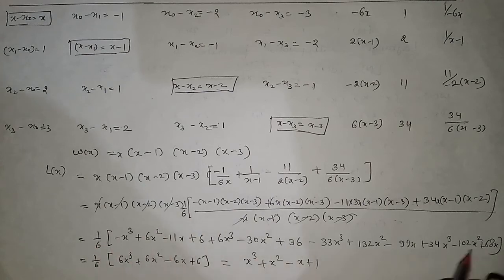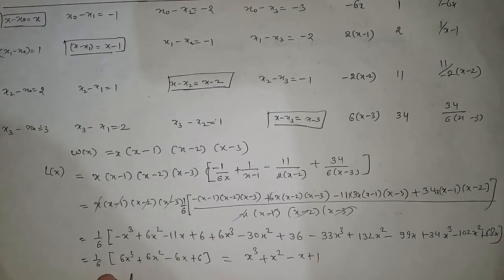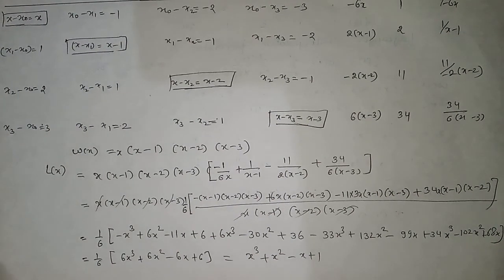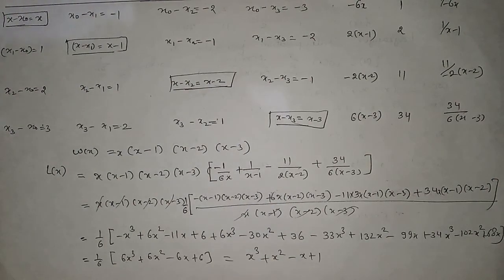On simplifying this we will get this term, and on adding this we get 1 upon 6, 6x cube plus 6x square minus 6x plus 6, which is equal to x cube plus x square minus x plus 1. So this is the third degree polynomial which is asked to be calculated in the question, or if the value of x is given, then we will write that value in place of x and we will get the answer.